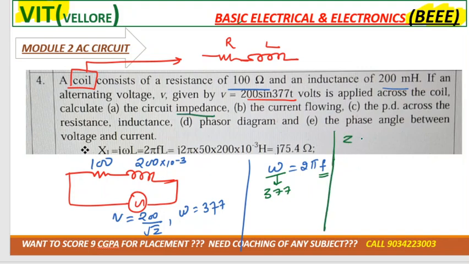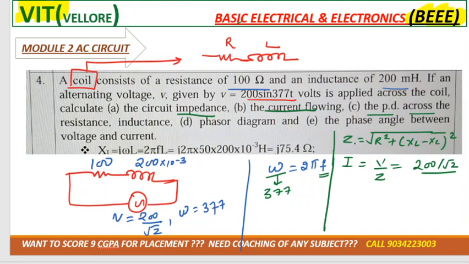Impedance is how much? Z is equal to root of R squared plus XL minus XC whole square. Next, current I is equal to 200 divided by root 2, divided by the impedance value which you got. Okay.